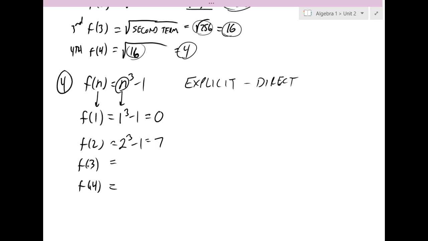Okay? Then f of 3, Nico? For f of 3, I got 26. And what'd you do to get that? I get 3 cubed minus 1, and 3 cubed is 27. So subtract 27 by 1, you get 26. Good, thank you.